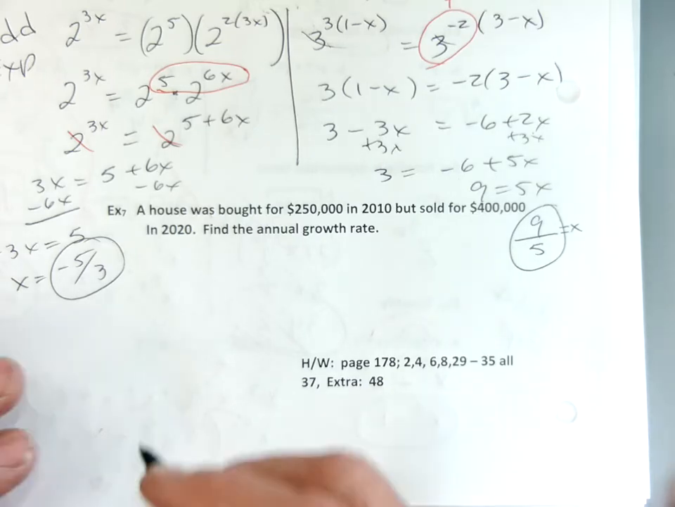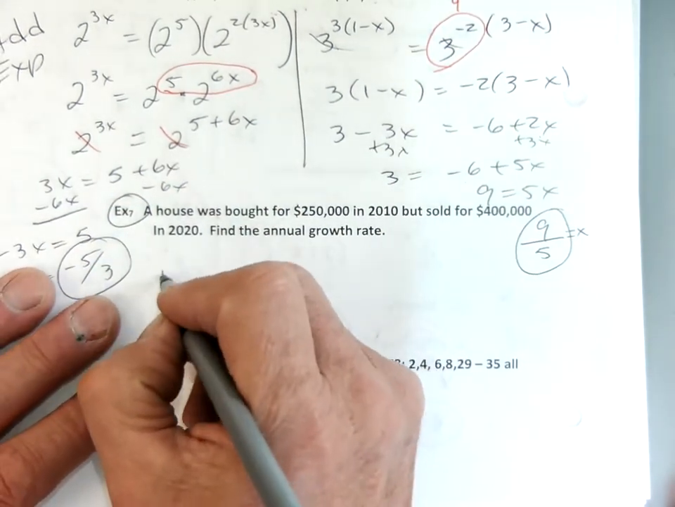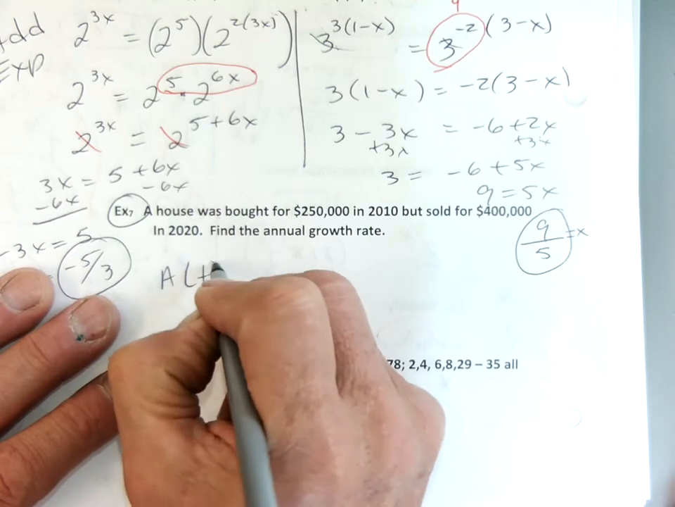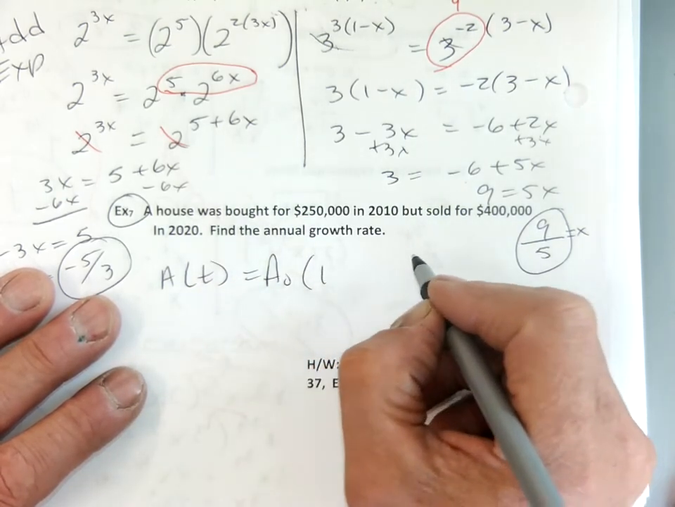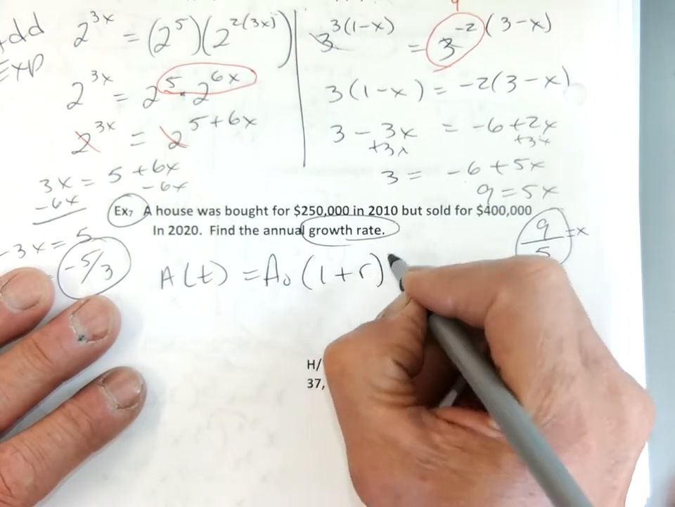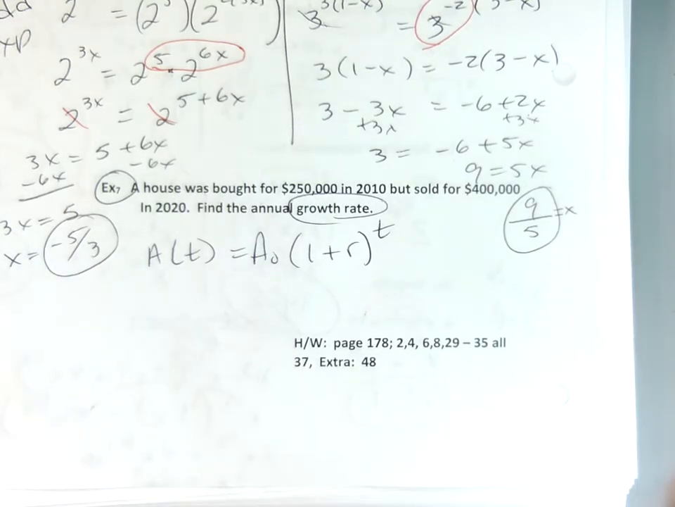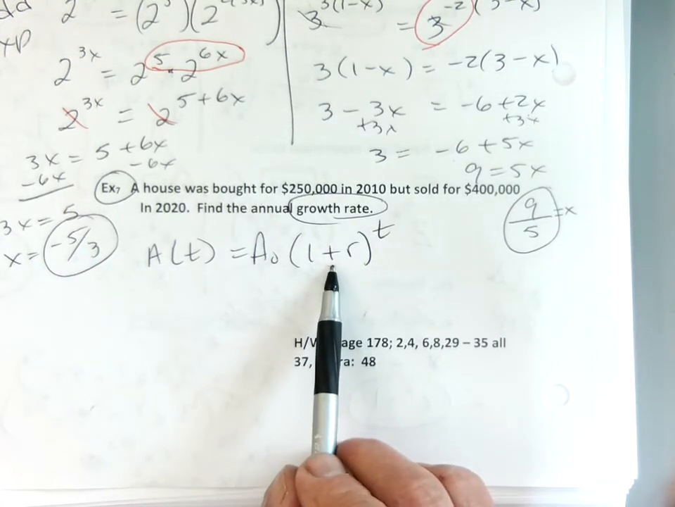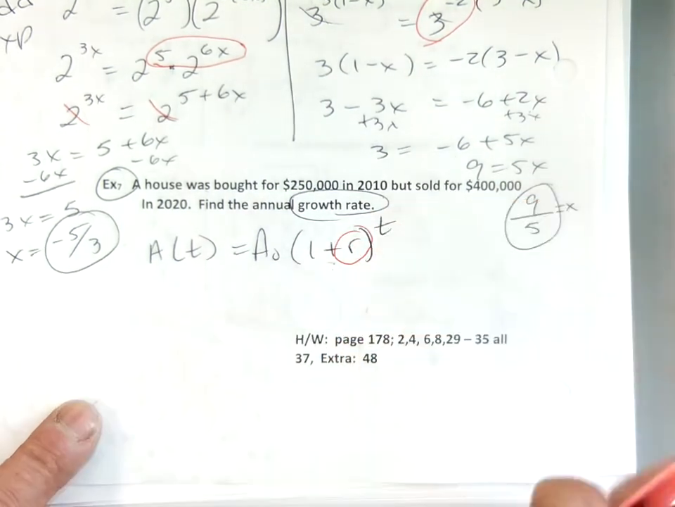Okay, you ready for a 7? We learned this equation. A of t equals A0 times 1 plus or minus the growth rate. I'm going to go plus r to the t power, okay? If it's decay, it'd be minus. And what I want to find, it seems like I want to find the growth rate. I want to find r, right?